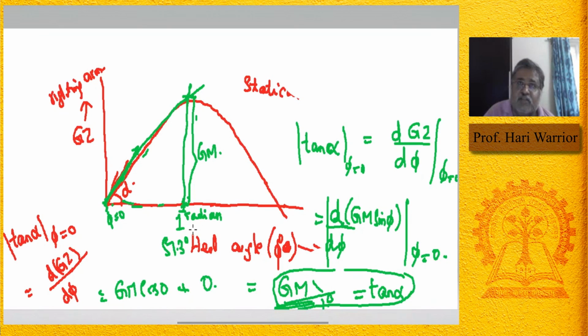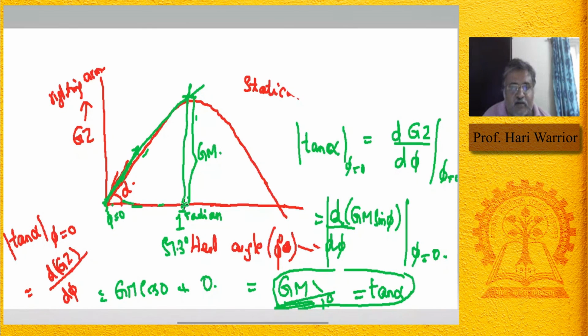That is the only way you can take. You cannot take it as GM by 1 degree. We do not use degrees and radians in that fashion in mathematics, not in anything. We don't deal with degrees in that fashion, we deal with radians. So when you do that, at this point you have tan alpha, which is the slope of the curve at phi equal to 0. If I take the opposite distance as GM and the adjacent distance as 1 radian, then you can draw this first.